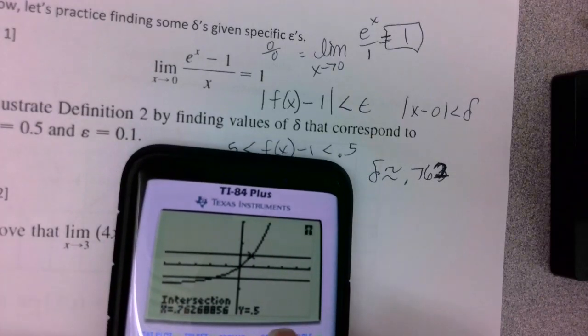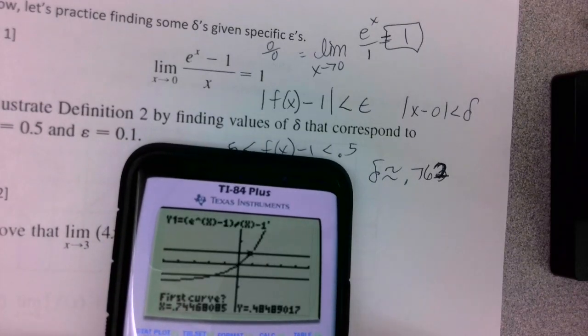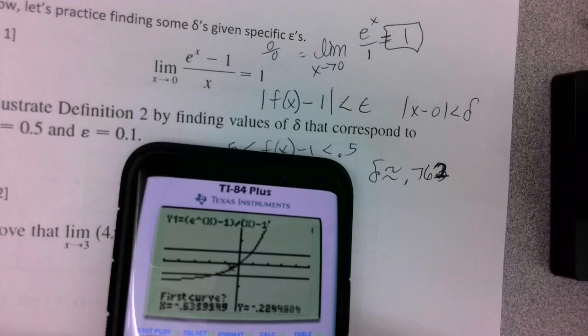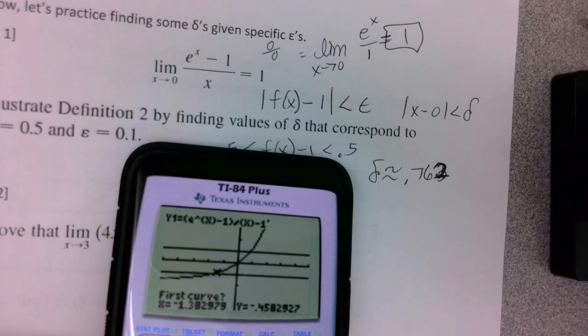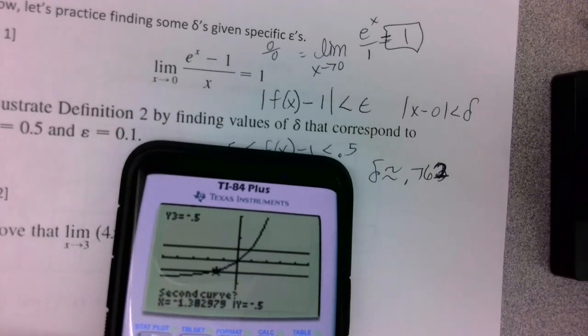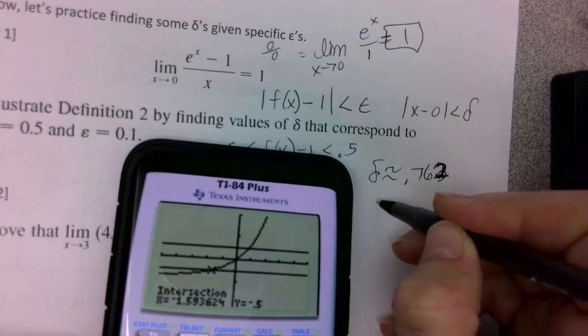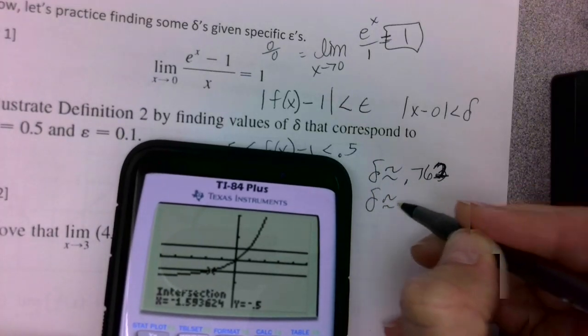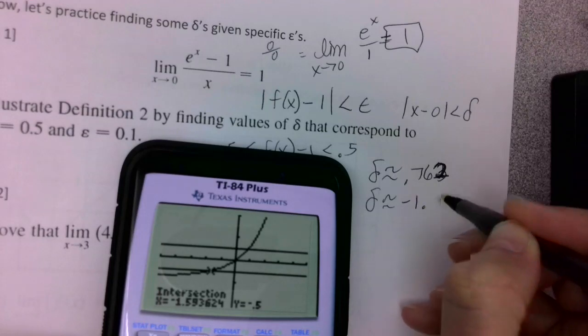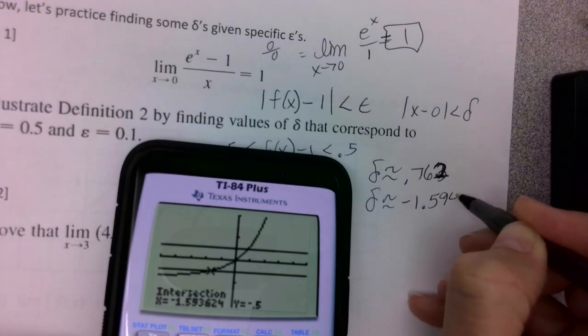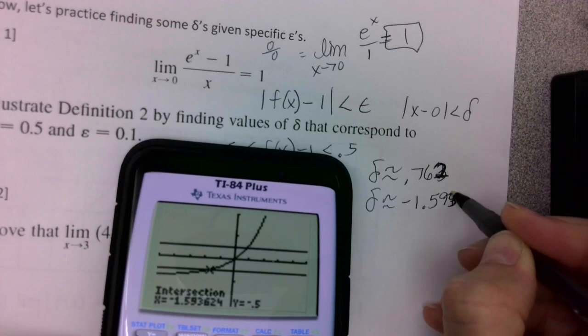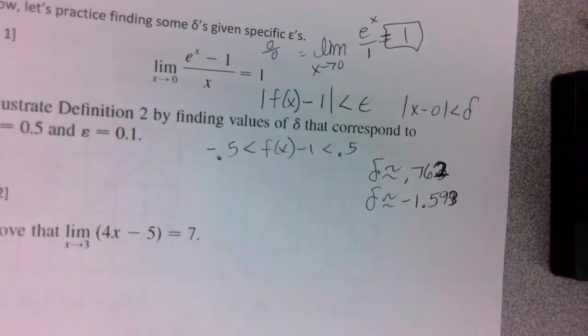And then second trace intersect. I'm going to go to that curve near there. Not that one. That other one. The y equals -0.5, right? Oh, that delta is -1.59. Well, we'll just keep it down to 3.